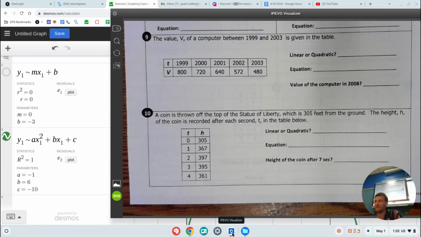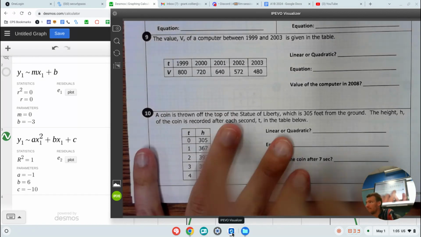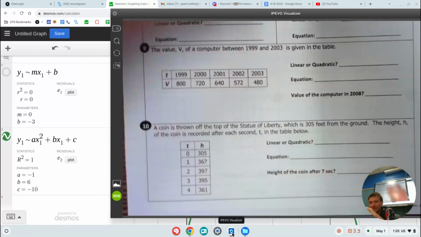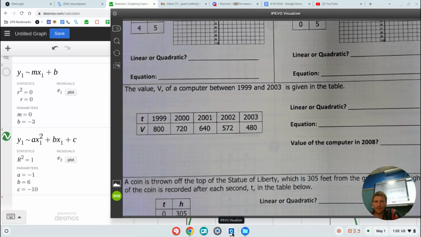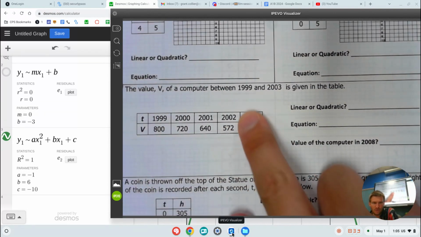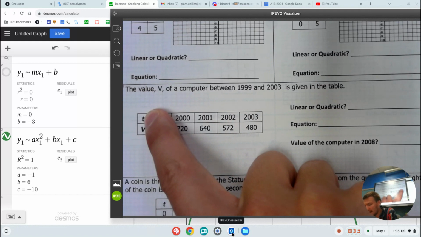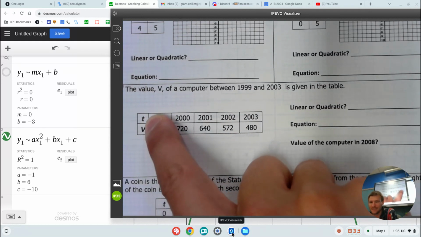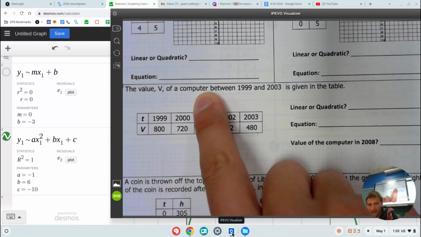We're getting away from just the plug and chug and do it over and over again. Number 9, if you're already finished, nice job. Let's make sure you got the right answer. Number 9 is talking about TVs. Or no, computers. The computers with time and value, which says TV. Sorry about that. Computer values.